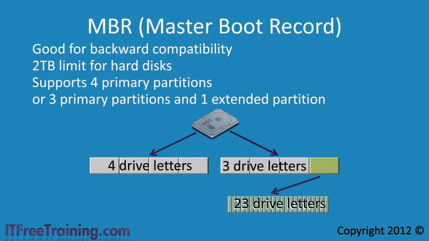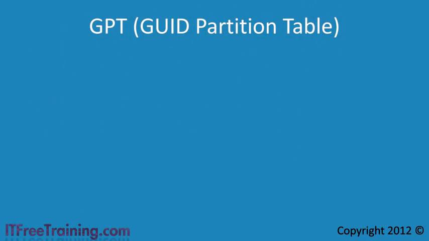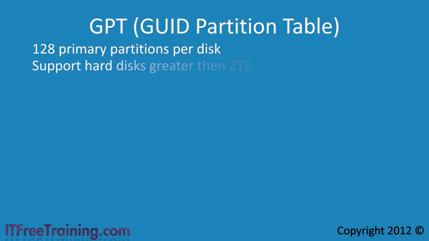The next type of partition is GPT. GPT, or GUID Partition Table, supports 128 primary partitions per hard disk. Why would you need that many? I don't know. But if you do, it supports it. The big advantage with GPT partition tables is that it supports hard disks over 2 terabytes. The disadvantage of GPT is that older operating systems may not support it.